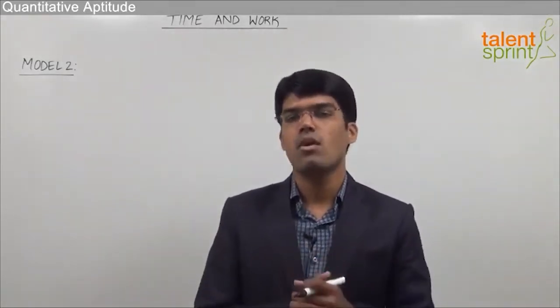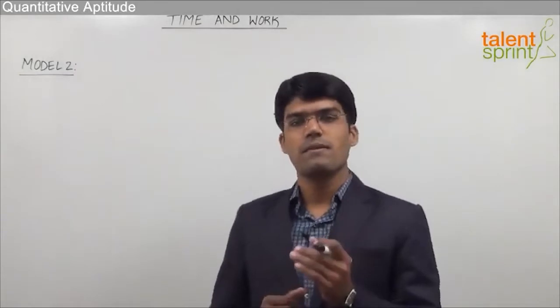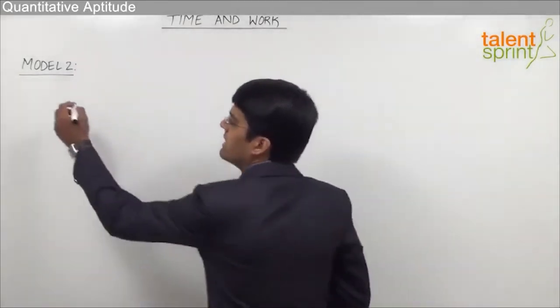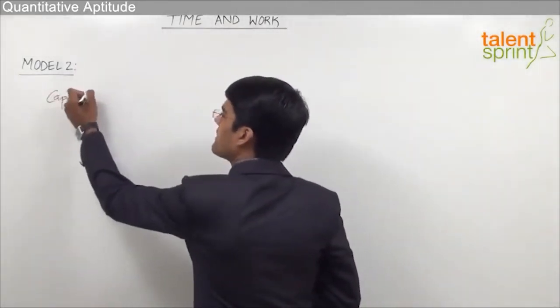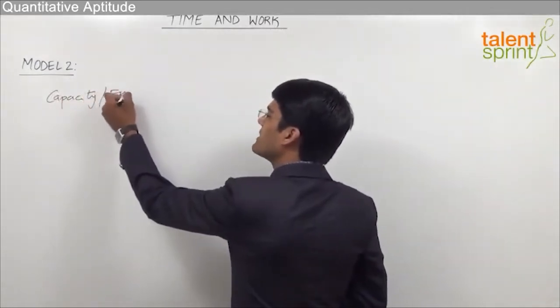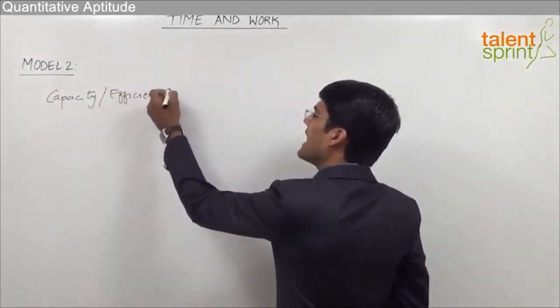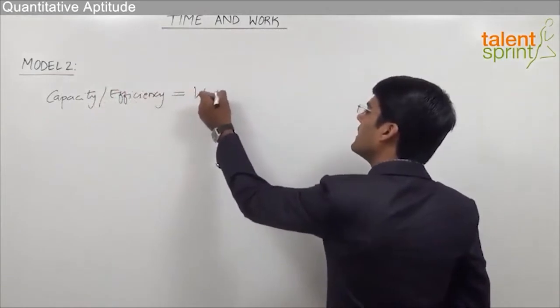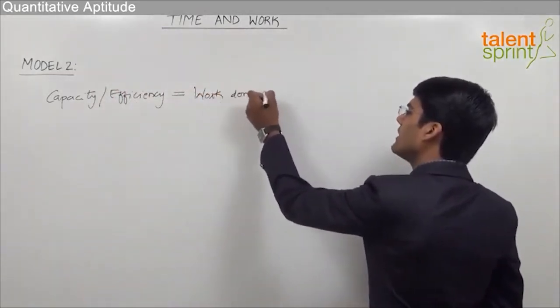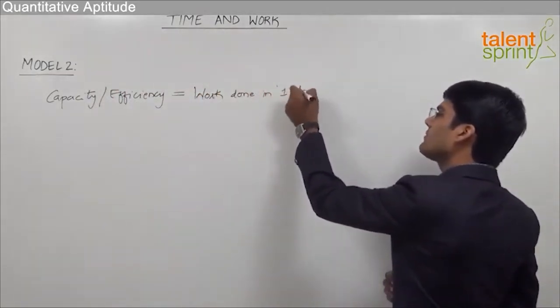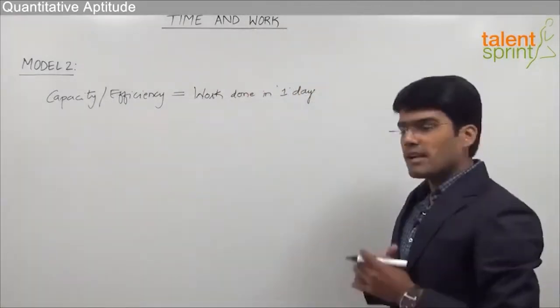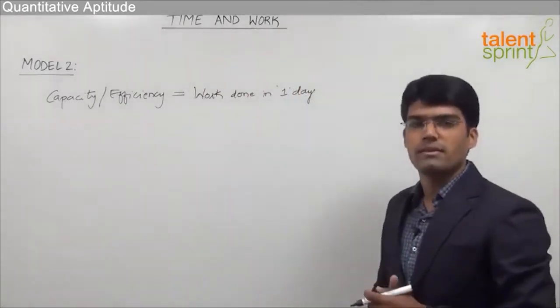So whenever we know the total work, that total work divided by number of days will give us the work done in 1 day. And this work done in 1 day can also be referred to as capacity or the efficiency of the person. So the first point that we need to understand here is the capacity or efficiency. Capacity or efficiency of a person can be taken as the work done by the person in 1 day. Now let us see how we can use this point in solving some questions.